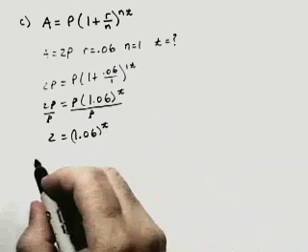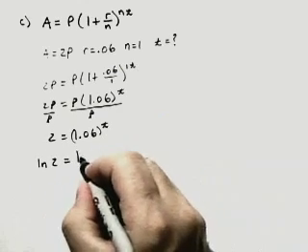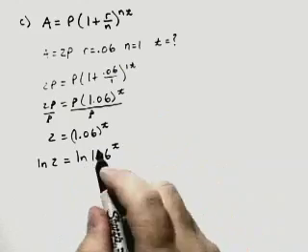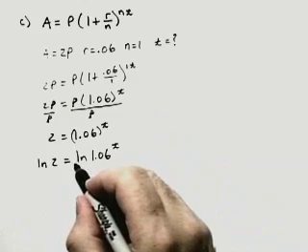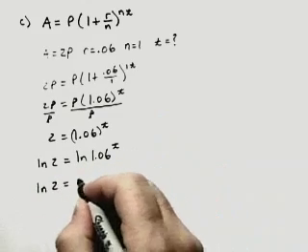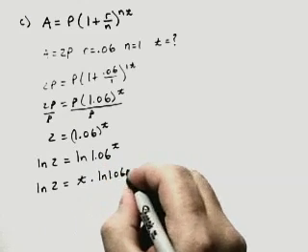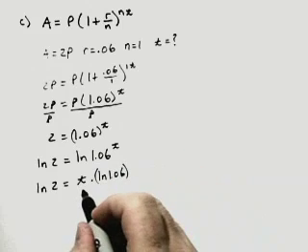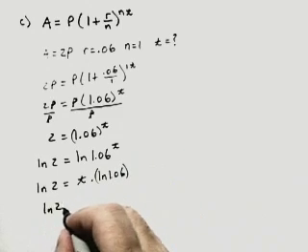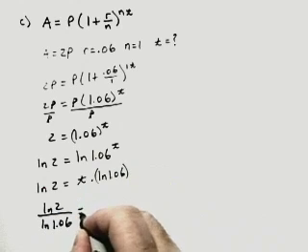To solve for T, we're going to take the natural log of both sides. The natural log of 2 equals the natural log of 1.06 to the T power. Using rules for logarithms, we can bring this power down as a factor out in front. So we'll have the natural log of 2 is equal to T times the natural log of 1.06. Solve for T by dividing by the natural log of 1.06. So the natural log of 2 divided by the natural log of 1.06 is equal to T.